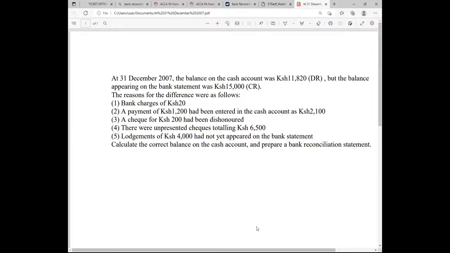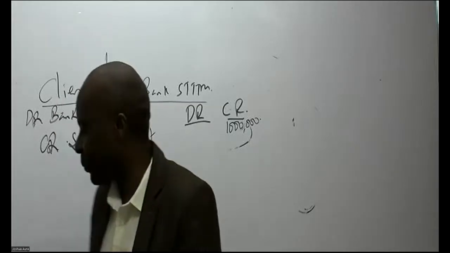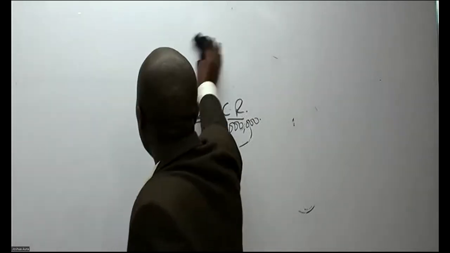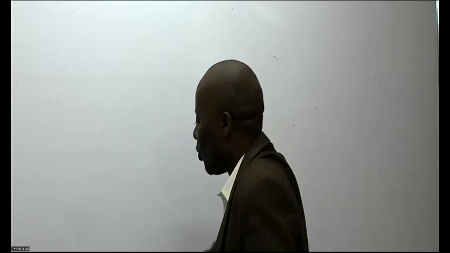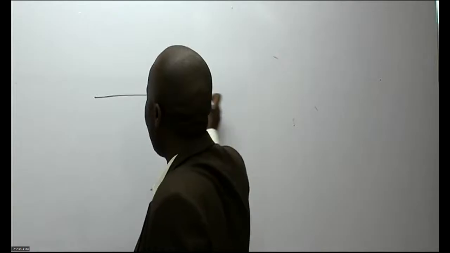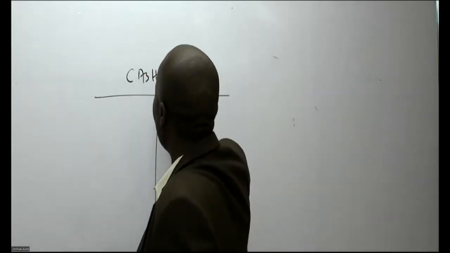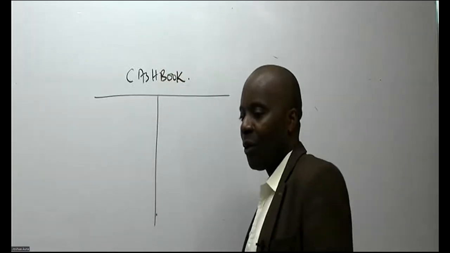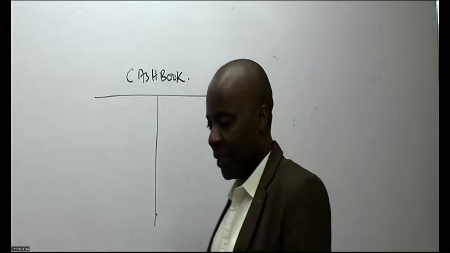Remember how we do it in practice. First of all, you start with your cash book. You could decide to pass journals, but if you're doing it manually, always use a T account. So this is the cash book, with debit and credit sides.